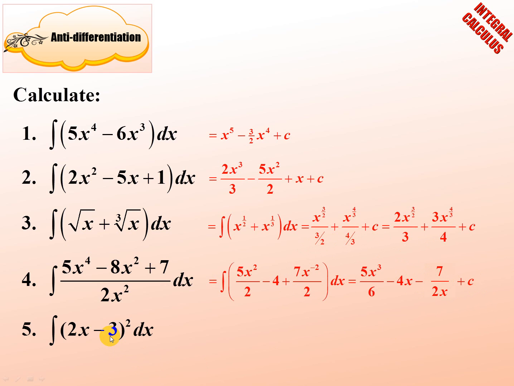This one we cannot integrate like that. We have to multiply it out first at this stage. So therefore I've multiplied it out, and now we integrate in the usual way. This becomes 12x squared over 2, which becomes 6x squared, plus 9x plus c.